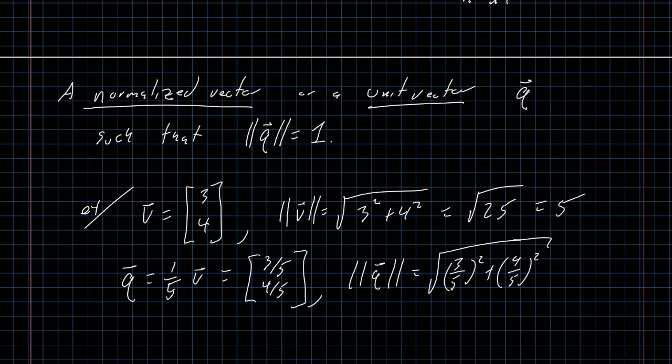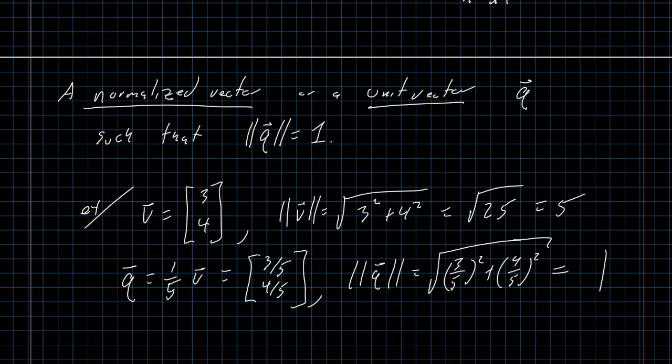Well, 3/5 squared is 9 over 25. 4/5 squared is 16 over 25. 9 plus 16 is 25. All right, 9 plus 16 is 25. 25 divided by 25 is 1. And the square root of 1 is 1. So we can normalize a vector by dividing by its magnitude. Again, that's hopefully something you've done in previous mathematics courses. I don't want to spend too much time on that right now.